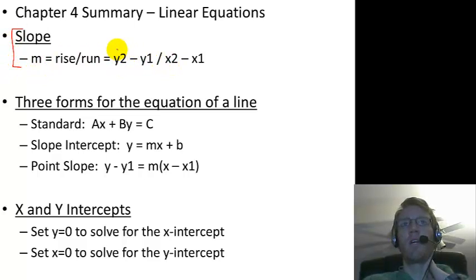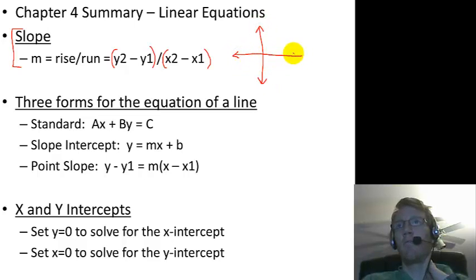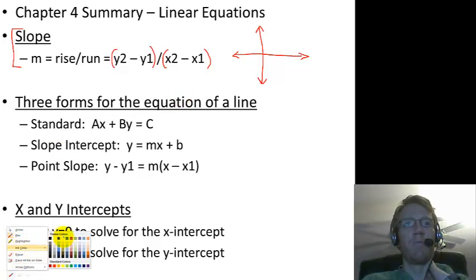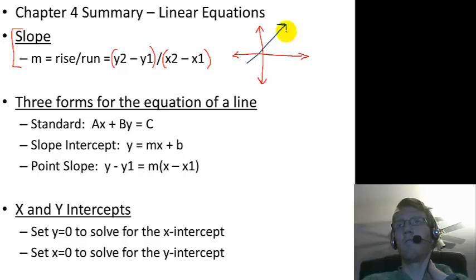And you can get that by y2 minus y1 in the numerator, divided by x2 minus x1 in the denominator. And just to remember, visually on a graph, if the slope is positive, it'll be going up and to the right. So let me change colors here. If the slope is positive, it'll be going up and to the right in this direction. So these would be positive slopes.